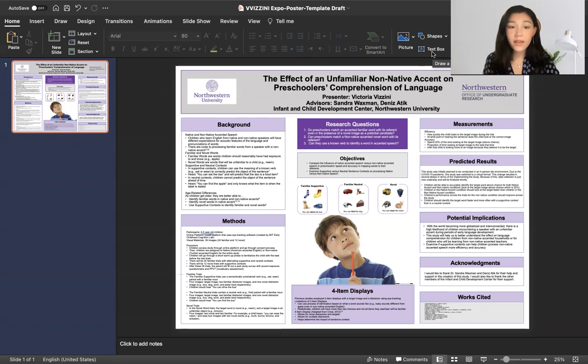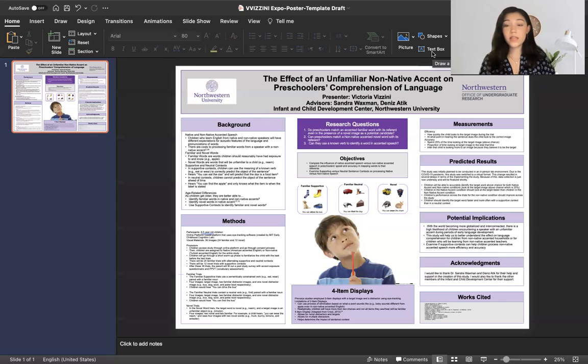And then across age, children do better at being able to identify novel and familiar words in native versus non-native accented speech, and they're better able to use supportive contexts across those ages as well. So this particular research is looking at, one, do preschoolers match an accented familiar word with its referent, even in the presence of a novel image as a potential candidate? Two, can preschoolers match a non-native accented novel word with its referent? And three, can they use a known verb to identify a word in accented speech?